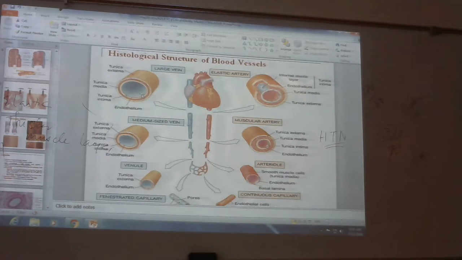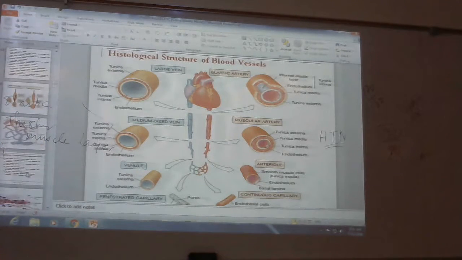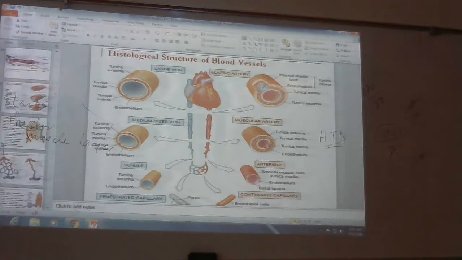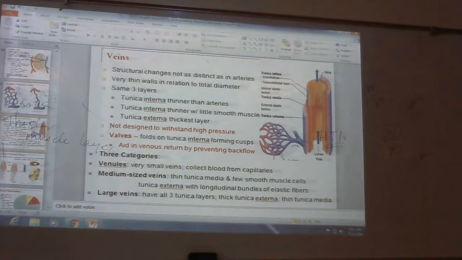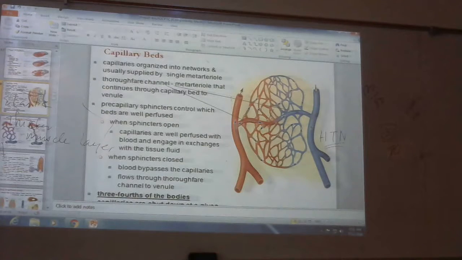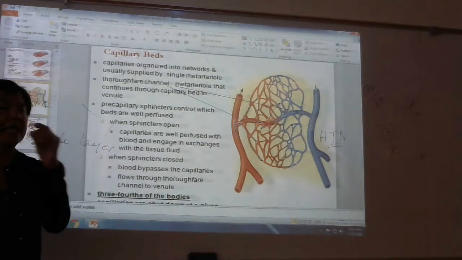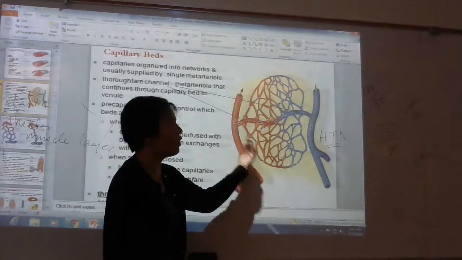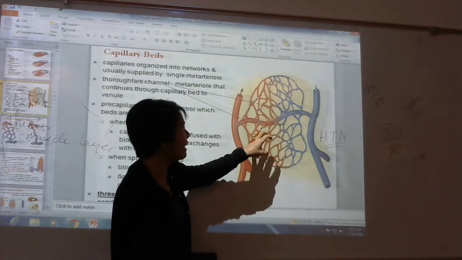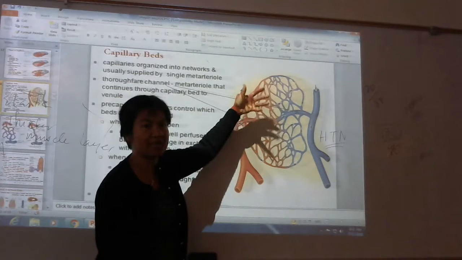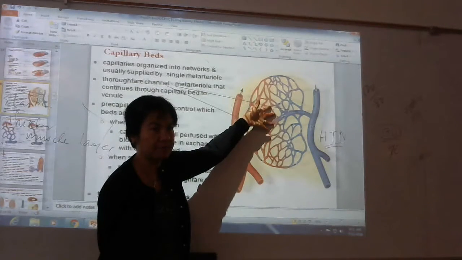Let's look at the vein. Before we look at the vein, the flow of blood is always depicted this way. This is an artery, this is your capillary, this is your vein. Arteries always empty not into one capillary. They always deliver the blood to a bed of capillaries. It's called a capillary bed. Okay?